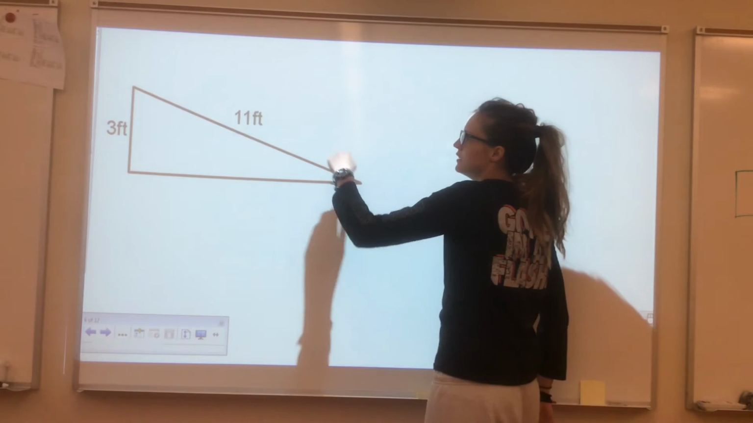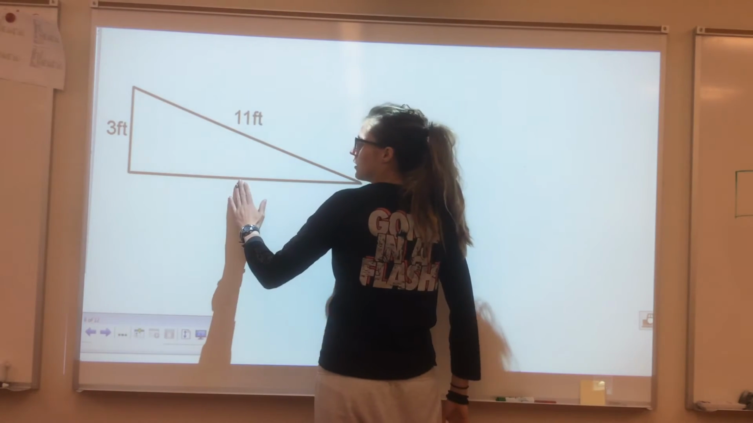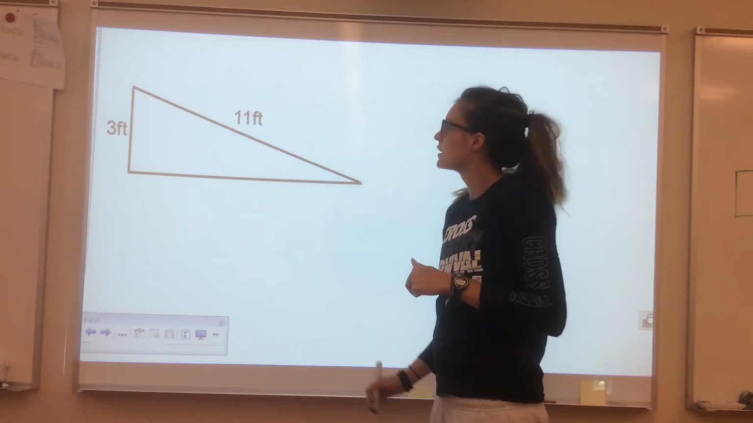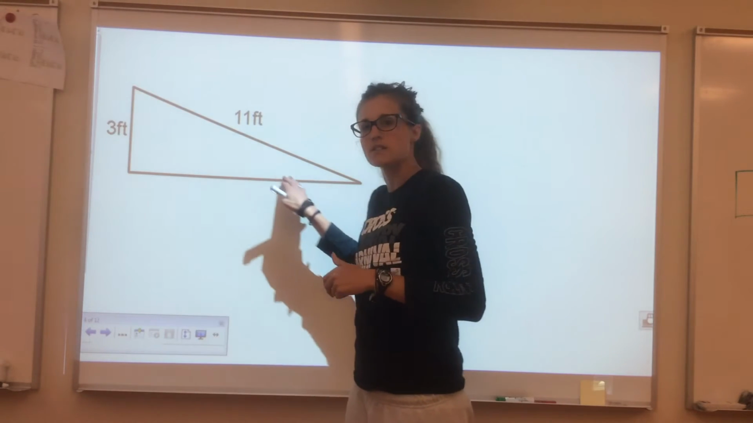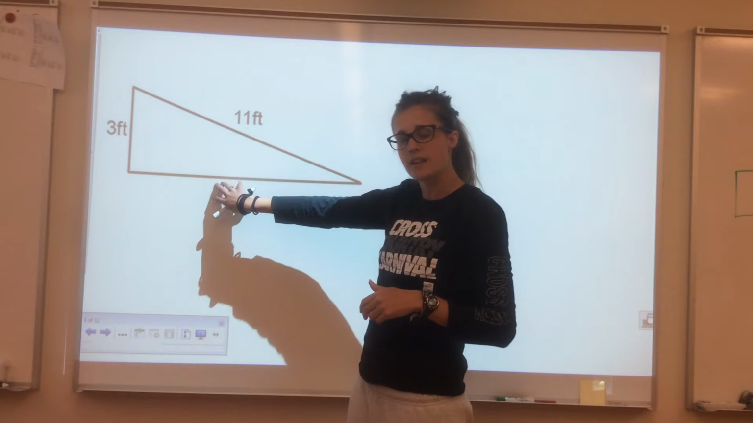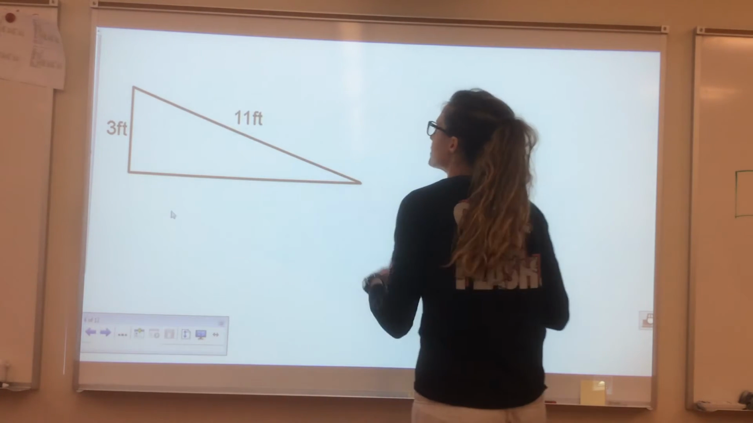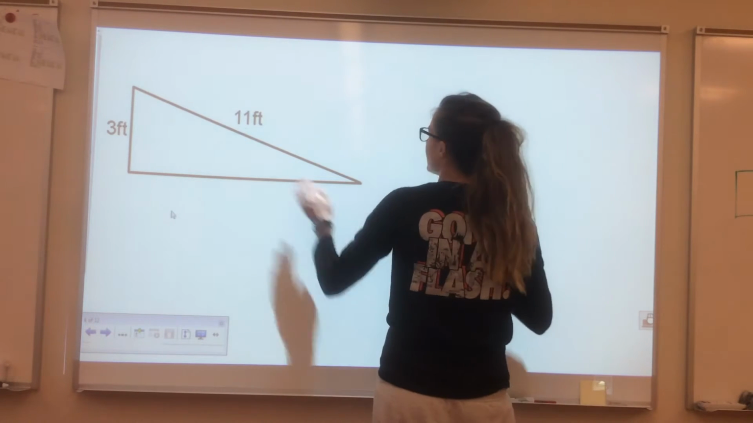First, I have 3 feet, my blank, my A or B, and then this is my C, 11. 11 is always going to be the longest side. So if you get a number down here that's bigger than 11, you've done something wrong because the hypotenuse is always the longest side. So let's figure out what this side is.